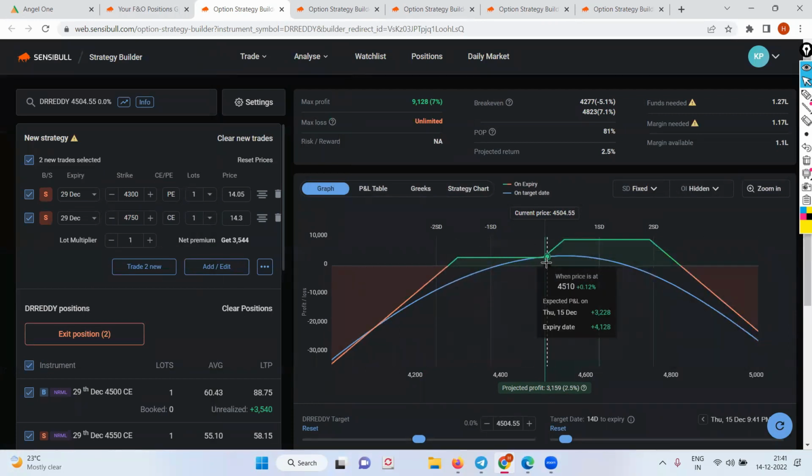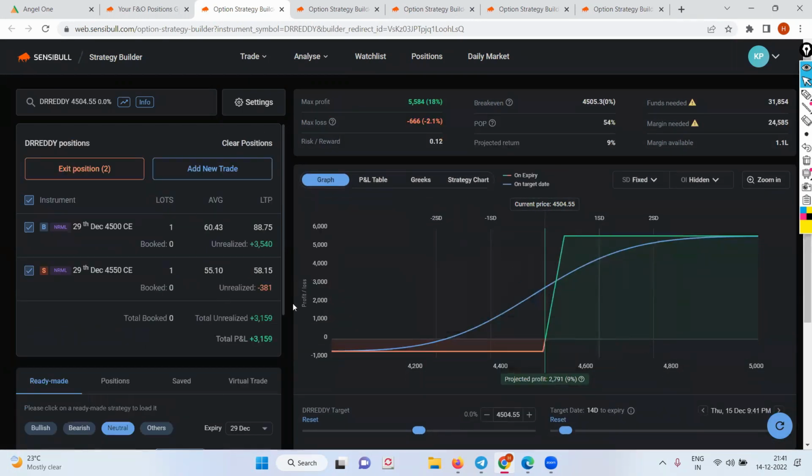Right now, do you think you have a good safety now, right? Almost like 4%, almost like 5% safety on the downside and almost like 7% safety on the upside. So let me show you one more thing. Now, just now it clicked in my mind. So now, just tell me one thing. Now my loss is 666. Okay, my loss is 666.